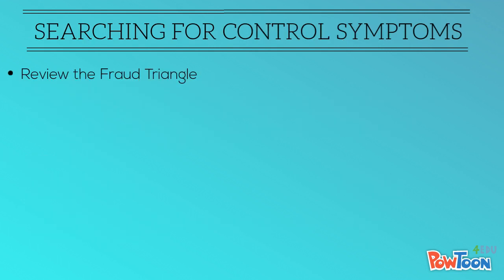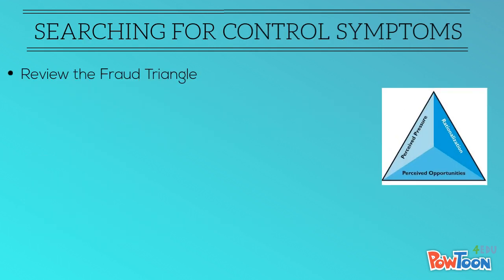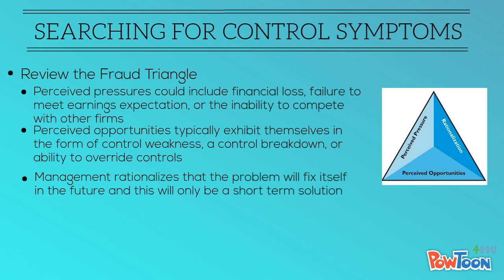When looking for control symptoms, we need to review the fraud triangle. When an organization is experiencing pressures and management rationalizes that the pressures are only short-term and will correct themselves in the future, it is important to look closely at the internal controls. If there is a control breakdown, management is more likely to take advantage and commit fraud.